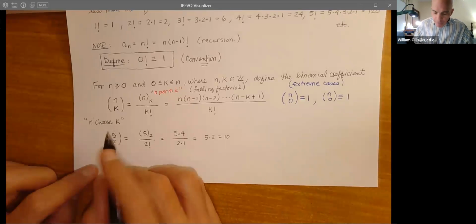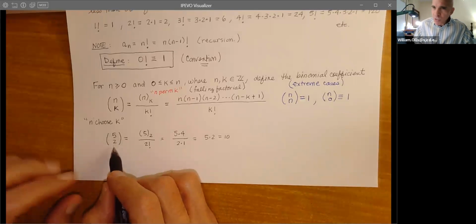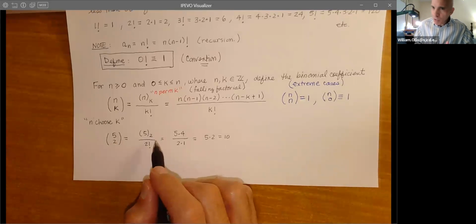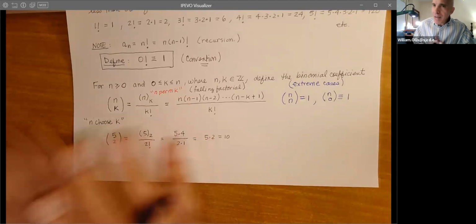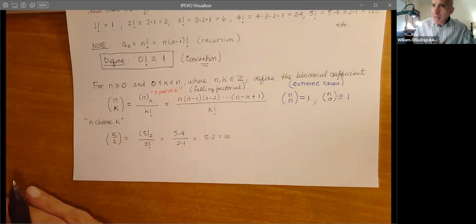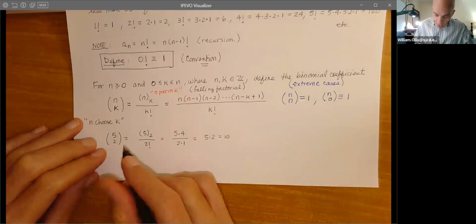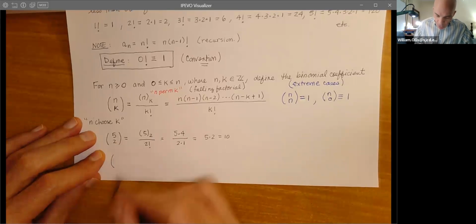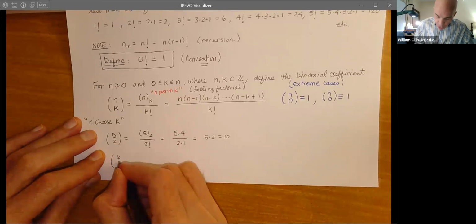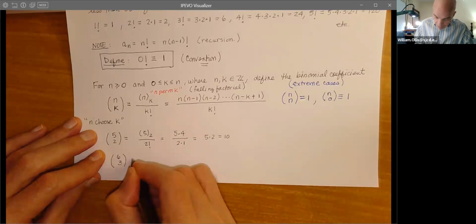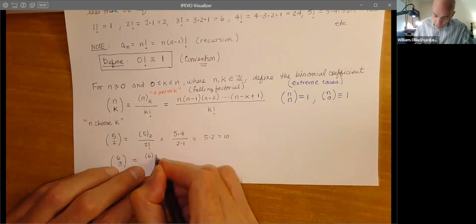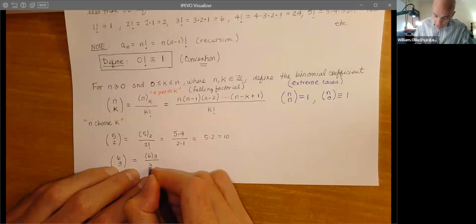Then you're thinking, if the number downstairs is kind of large, this is going to be a more difficult calculation because there are more numbers. So we're going to find some shortcuts to make our life a little bit less arduous here. So let's try another one. Let's just say we do, I don't know, 6 choose 3. So this will be 6 perm 3 divided by 3 factorial.